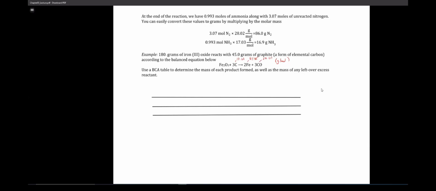And really, to begin the problem, I don't even need the two products. I only need the two reactants. Fe2O3 would be 48 plus 55.85 times 2, which is 159.70.